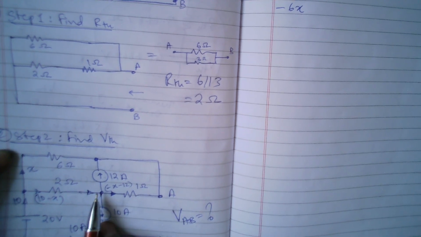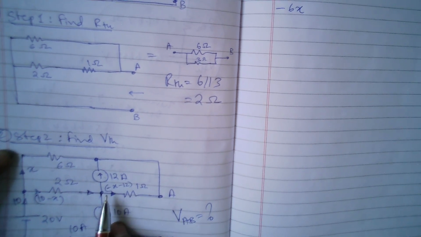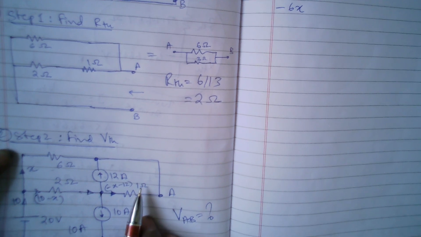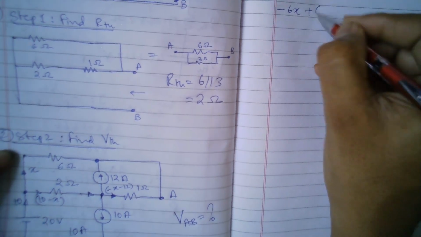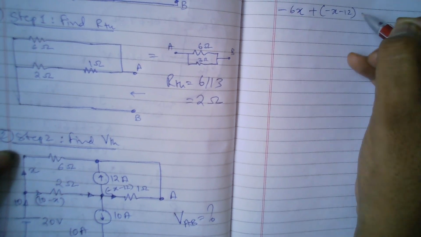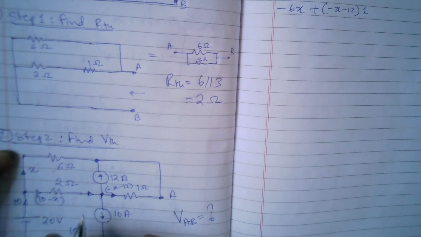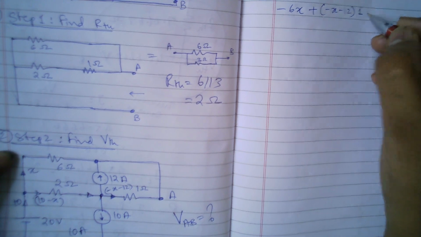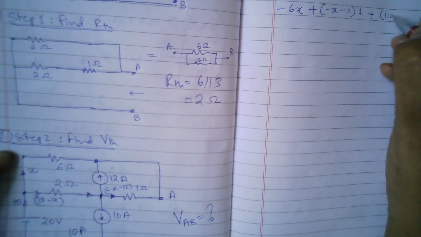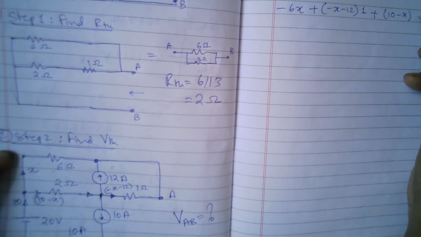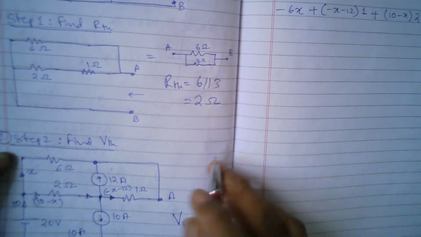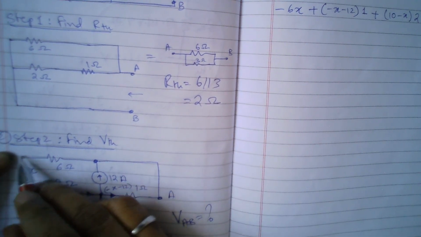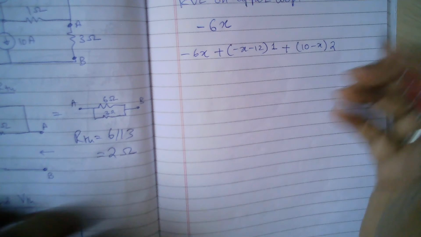Now I go backwards. Okay, so I am going against the current, which is minus X minus 12 and 1 ohm. So I will have plus of minus X minus 12 into 1. Okay, then I am at this point. Then again I am going against the current. So plus of 10 minus X multiplied by 2. Okay. And then from here I go up, so the loop ended, so this voltage will be 0.